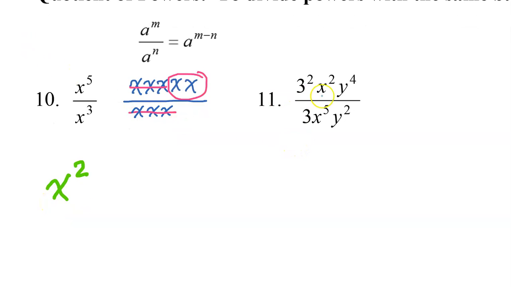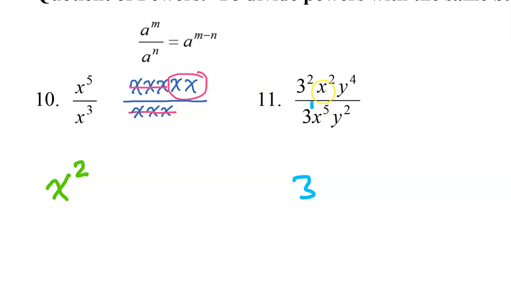I'm going to show you 2 different ways to do number 11, and you can decide which way is best for you. Do not cancel out these 3's and put a 2. It doesn't work that way. Remember, when you divide with like bases, you subtract the exponents. This is like 3 to the 1 power. So 3 squared divided by 3 to the 1 power is just going to be 3, because 2 minus 1 is 1, and 3 to the 1 power is just 3.